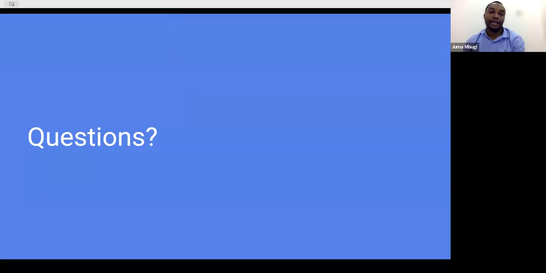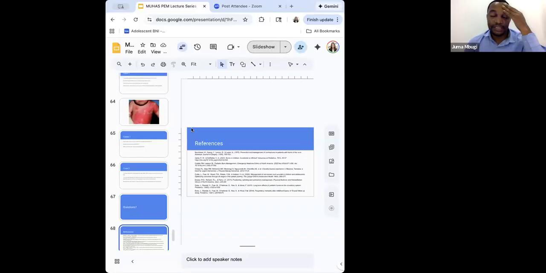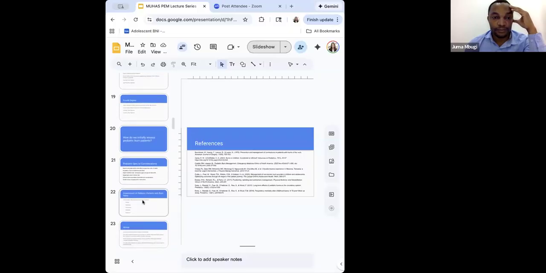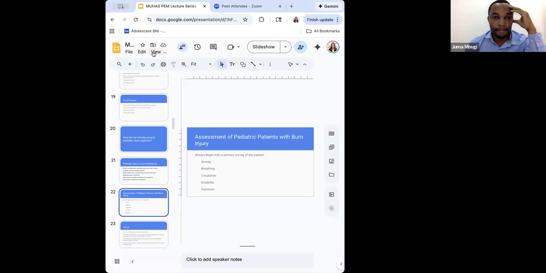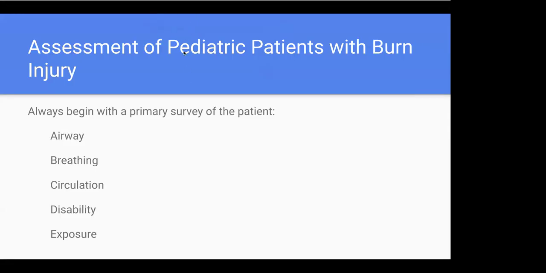I think the initial question was just like, can you quickly repeat the assessment of a pediatric burn patient? Okay, can we go back to the slide? I'll try, but I don't know if I'll be able to. Well, we need to show the slides that talk about the, was it the initial assessment or the burn percentage assessment? Burn percentage. It's the burn percentage assessment.